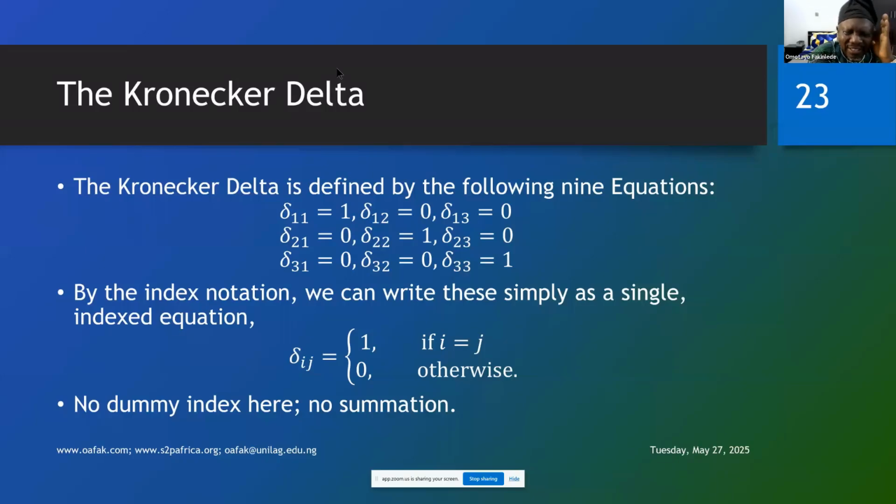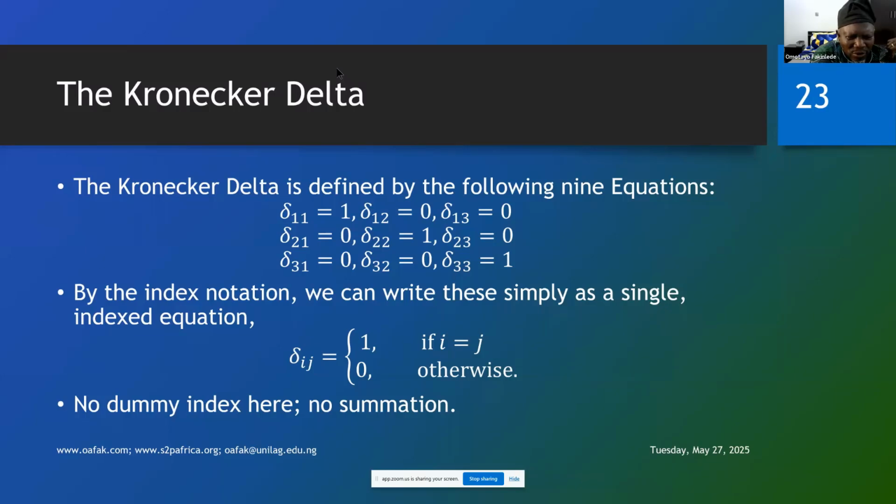You will observe that any time this thing has explicit indices that are equal, the value is 1. When they have explicit indices that are not equal, the answer is 0. So by the index notation, we can write this simply as a single indexed equation. We can say delta ij is equal to 1 if i is equal to j, and it is equal to 0 otherwise. That is, if i is not equal to j.